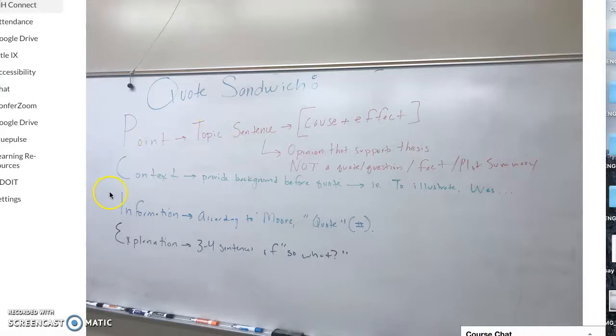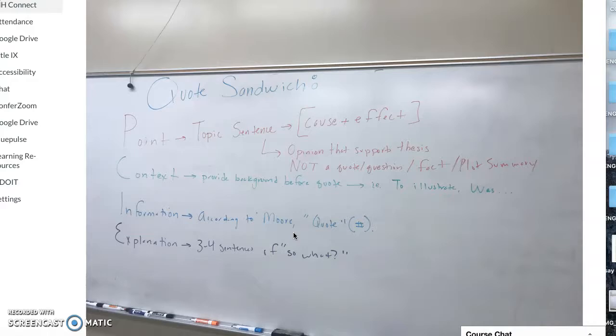As you look at the thing that I posted up here, the big difference is the C, the context. You still have your point, your topic sentence, but you're going to add a little bit of context in between your point and your quote. You never want to just throw a quote in a paragraph. You want to let the reader know, a few sentences before, why you're putting it in. What's the point?